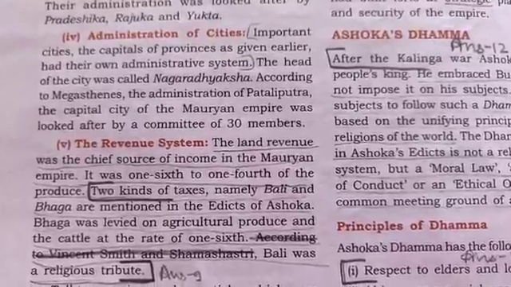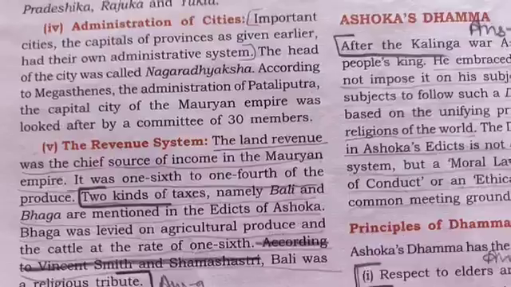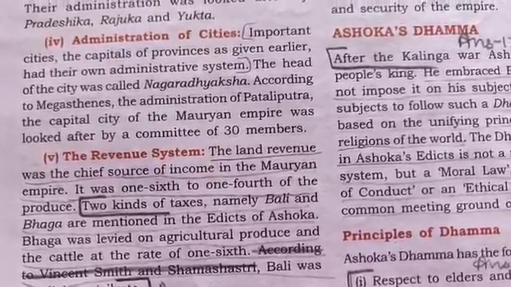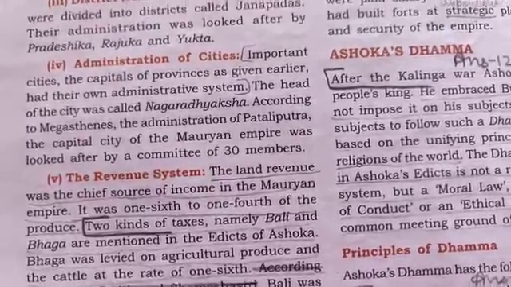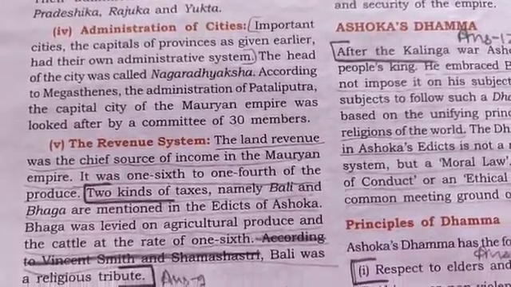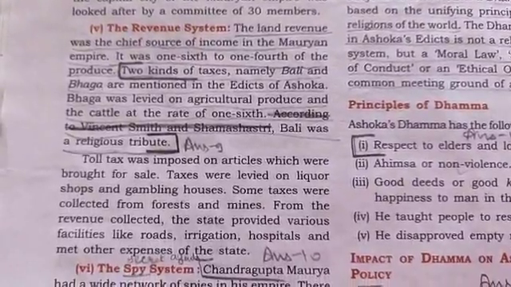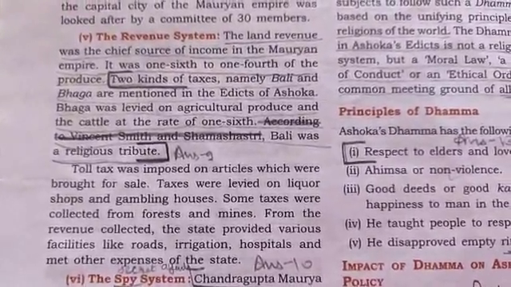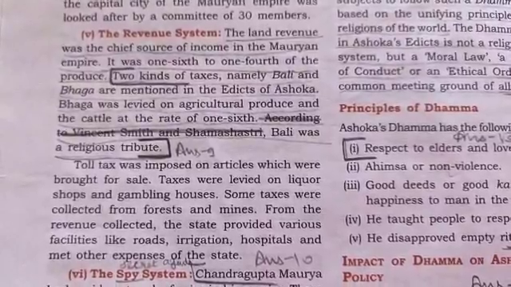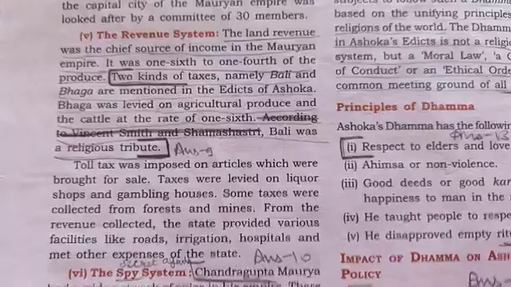According to Megasthenes, the administration of Patliputra, the capital city of the Mauryan Empire, was looked after by a committee of 30 members. See how serious they were about the administration of their kingdom. Now the revenue system. The land revenue was the chief source of income in the Mauryan Empire. It was 1/6 to 1/4 of the produce.